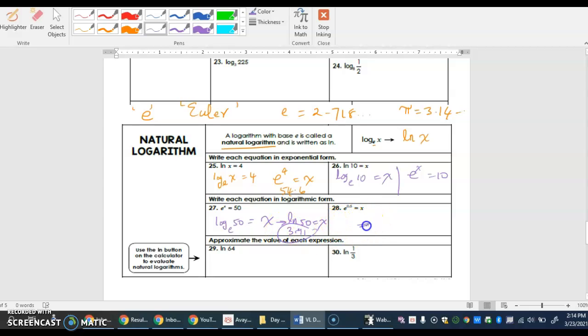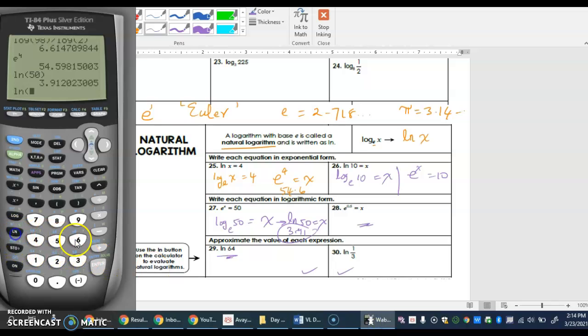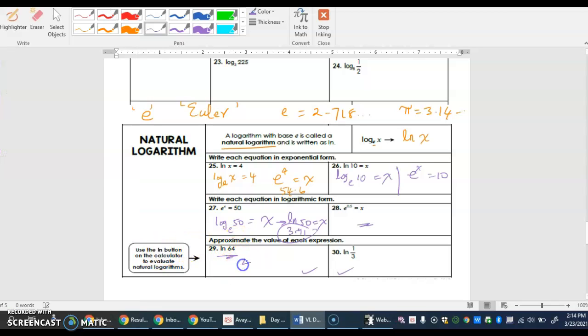Okay, I will leave this to you, you can handle this. And even these two, 29 and 30, all you have to do is ln 64, just do ln 64, which is 4.16. That's it, it's as simple as that. So yeah, so this is the thing.